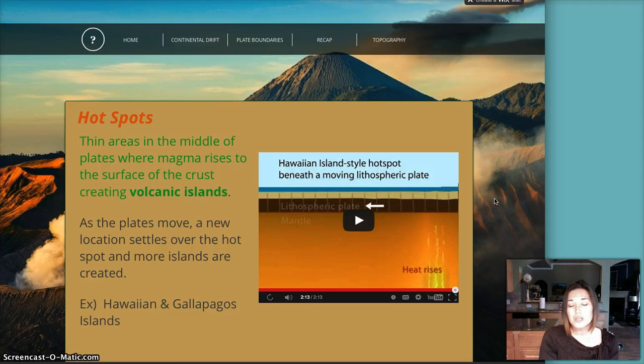The pictures are good, but it's really hard to explain just how these plates are moving and interacting with one another and the crustal features that form using a stationary picture. So I encourage you to spend a few minutes and watch the second video. You don't have to take any notes, just enjoy it and let it be a review of the different types of plate boundaries.